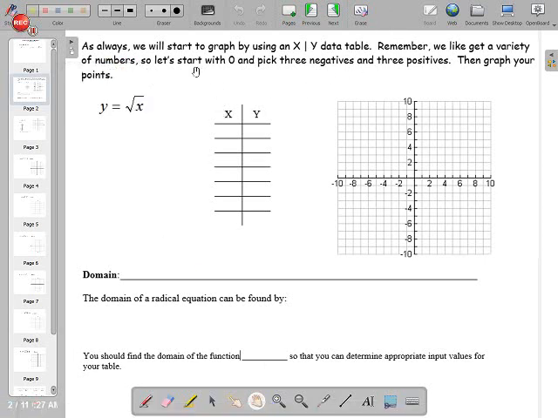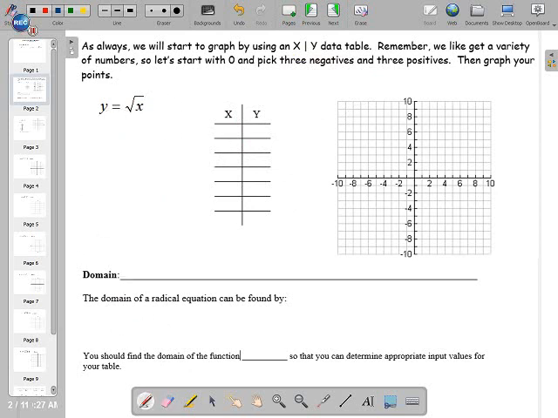Alrighty, we're going to do some graphing radicals by hand. Now, if you read the directions here, it says pick three negatives. We're going to do the square root of x. If I do -1 and I try and take the square root of -1, that's actually not a real number. So we're trying to illustrate to you that these graphs have a restricted domain. And we're going to talk more about domain in a second.